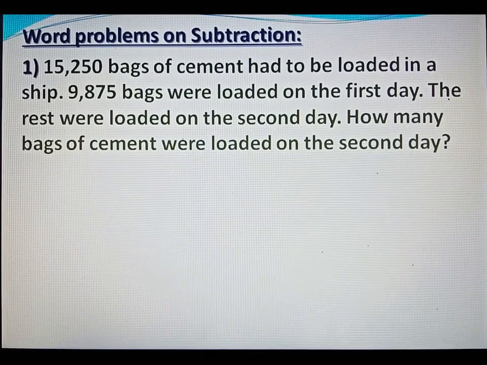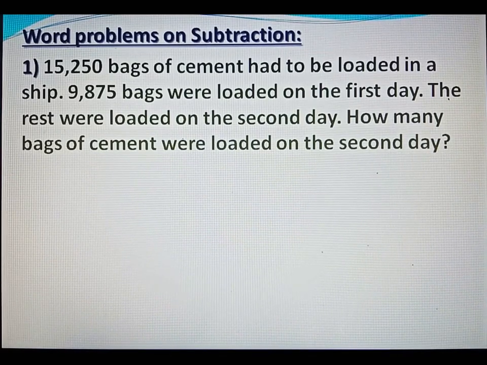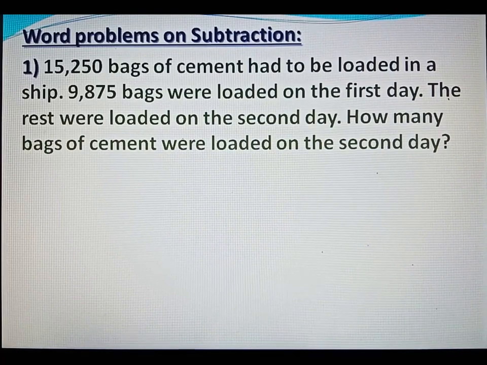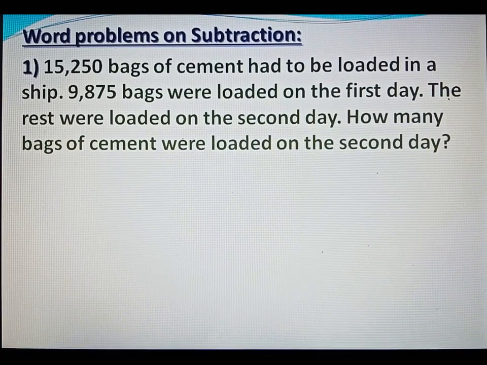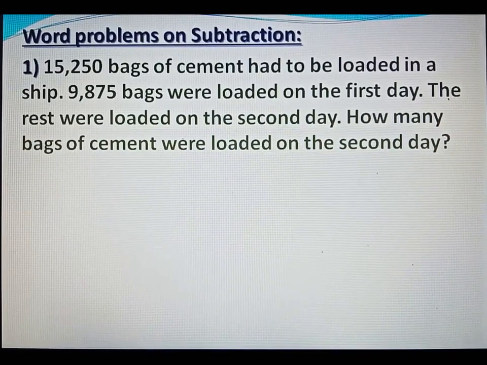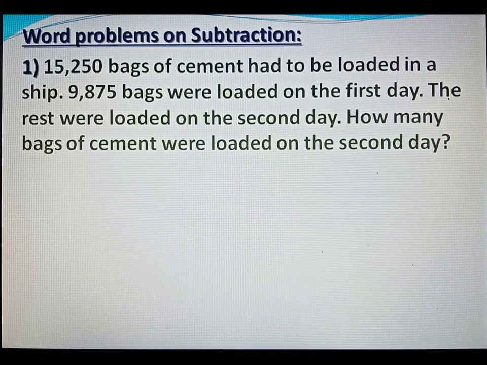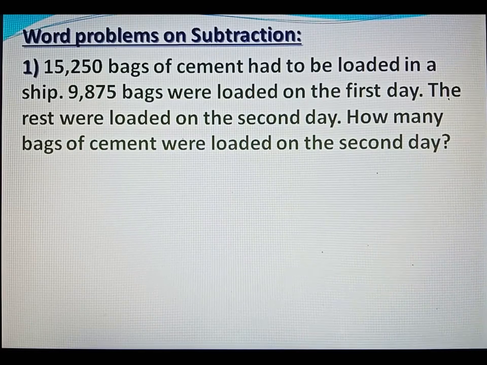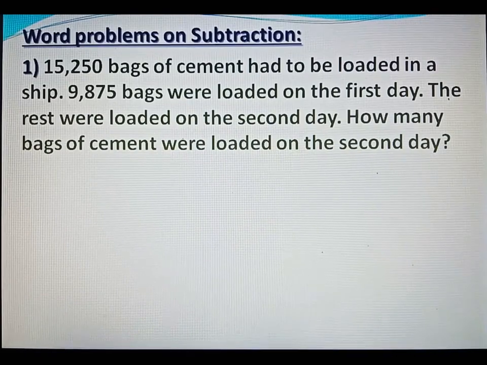First question. 15,250 bags of cement had to be loaded in a ship. 9,875 bags were loaded on the first day. The rest were loaded on the second day. How many bags of cement were loaded on the second day? Total bags of cement are given, 15,250, and on the first day 9,875 bags. So we have to calculate the cement bags loaded on the second day.